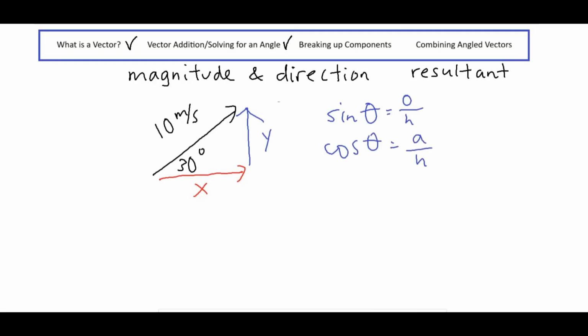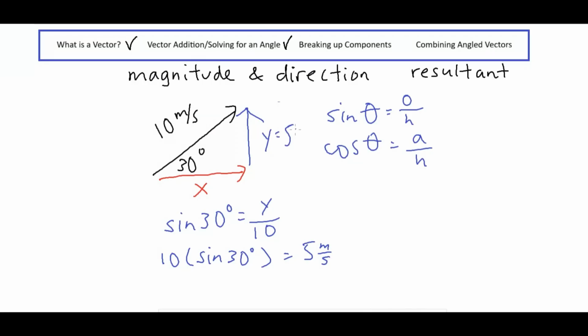So if I wanted to solve for the y component, I would use sine because that's opposite of my 30, and then I would say sine of 30 degrees equals the opposite over the hypotenuse of 10. And then you just basically multiply both sides by 10. And that will give us 5 meters per second for my y component.